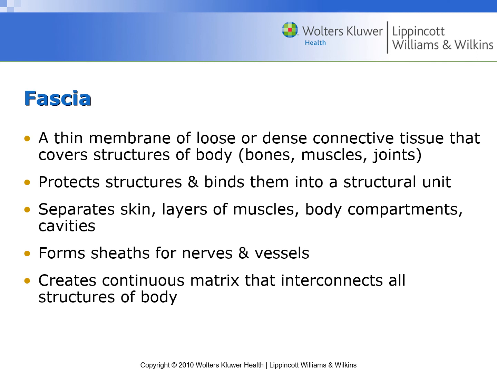Fascia is a thin membrane of loose or dense connective tissue that covers structures of the body, such as bones, muscles, and joints. Fascia protects structures and binds them into a structural unit. It separates skin, layers of muscle, body compartments, and cavities. Fascia forms sheaths for nerves and vessels. And fascia creates a continuous matrix that interconnects all structures of the body.